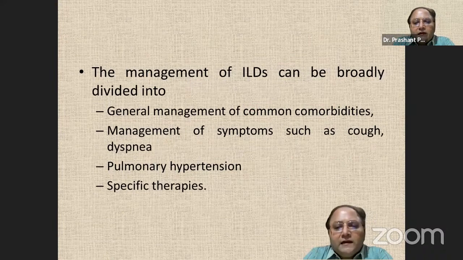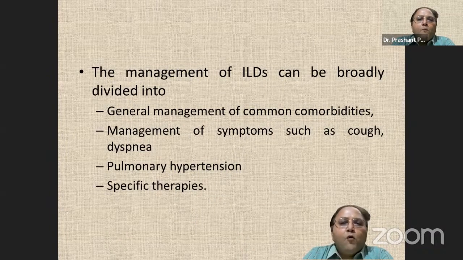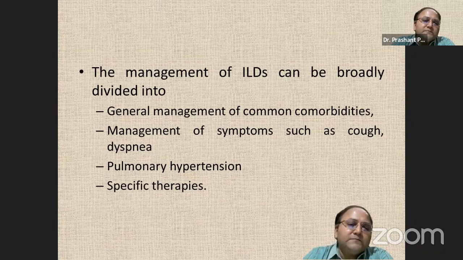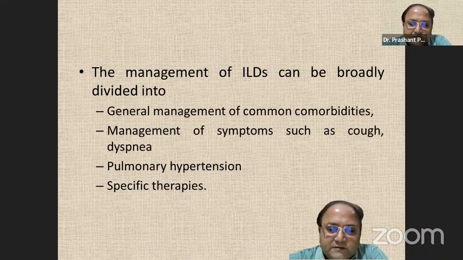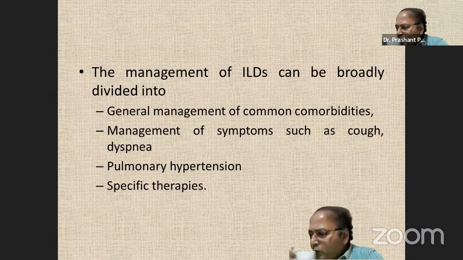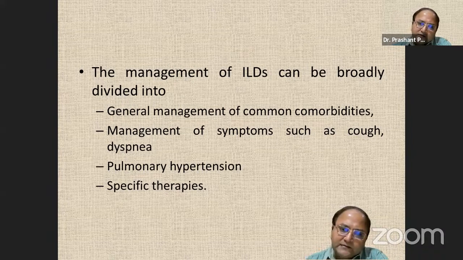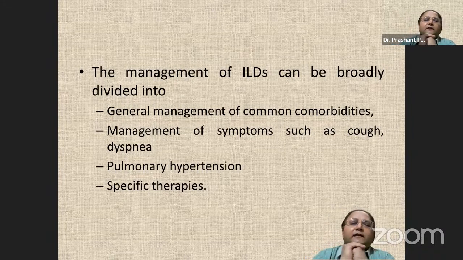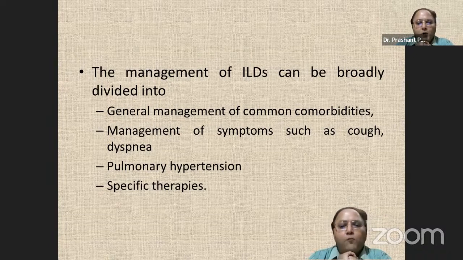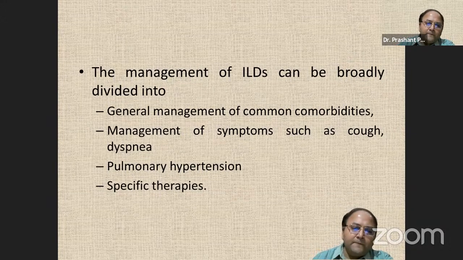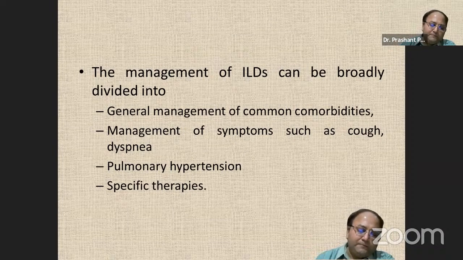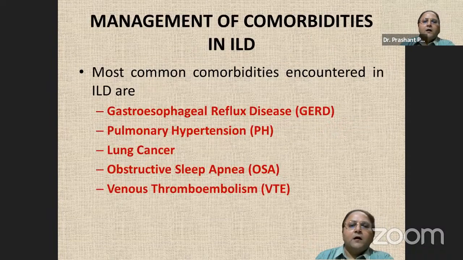The management of ILD is also broadly divided into general management of common comorbidities, management of symptoms such as cough or dyspnea, pulmonary hypertension, and specific therapies. So these are basically the 4 categories of management of ILD. Number one, general management of common comorbidities. Second, management of symptoms such as cough, dyspnea. Third, pulmonary hypertension. And fourth, specific therapies.